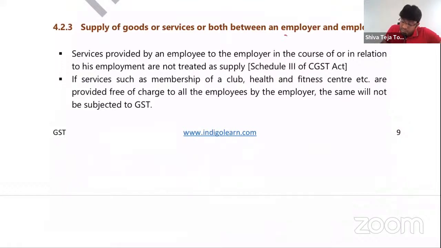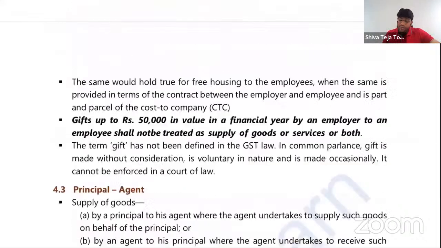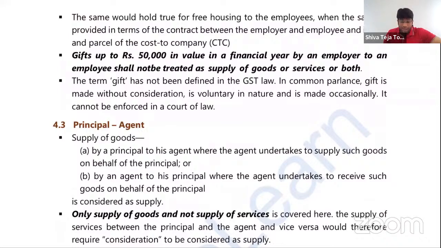Supply of goods or services between employer and employee. Whatever is given as a part of employment, on that GST will not come into picture. But what is not a part of employment, on that GST will apply. But one point they told in the law is gifts up to 50,000. Gifts up to what value? 50,000. A small question can come in the exam for 2 marks, so please do keep in mind. Gifts up to 50,000 in value in a financial year by an employer to employee shall not be treated as supply of goods or services or both.